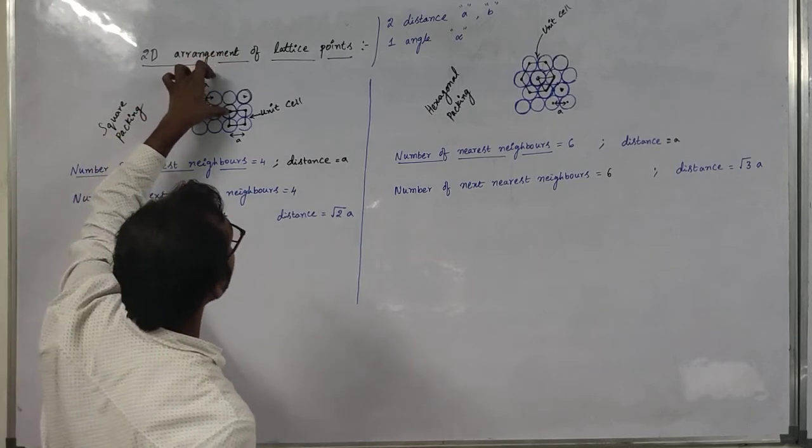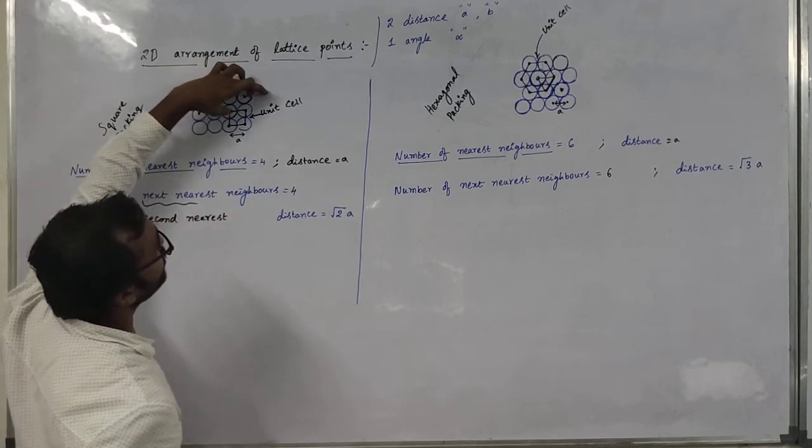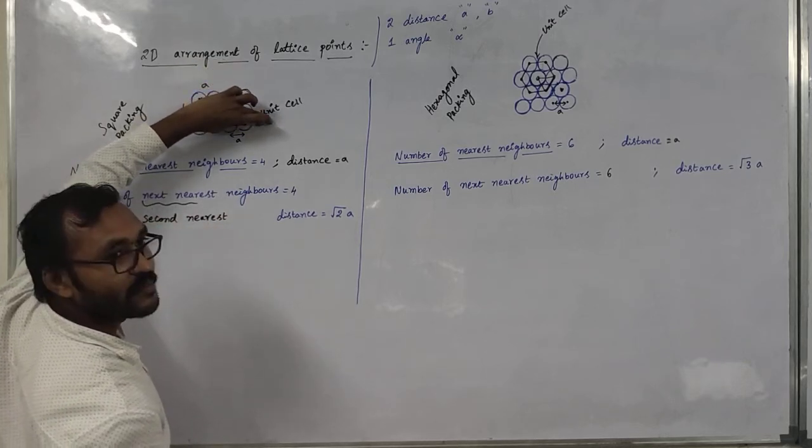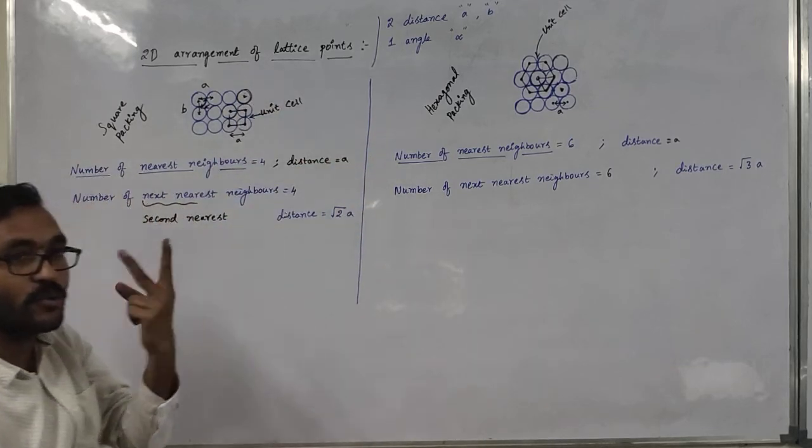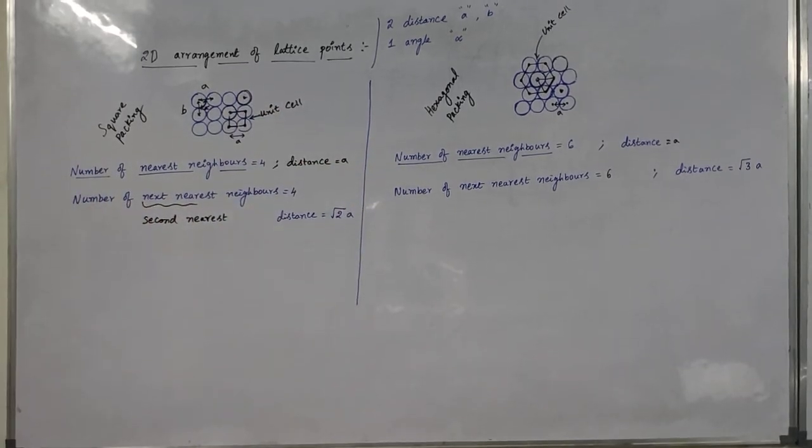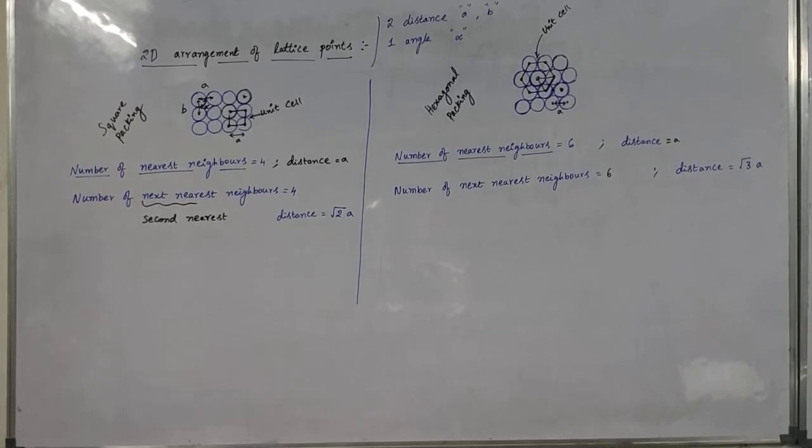So at a distance of root 5a, how many such neighbors are there? 1, 2, 3, 4. That means on every side you will have 2. So totally 8 neighbors at a distance of root 5a. At a distance of root 5a, you have 8 neighbors. So let me stop here, up to second nearest neighbor. Right? Next.